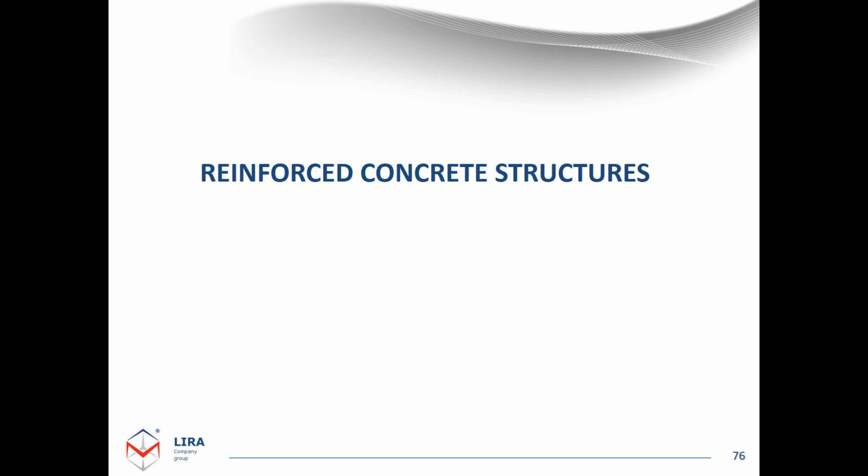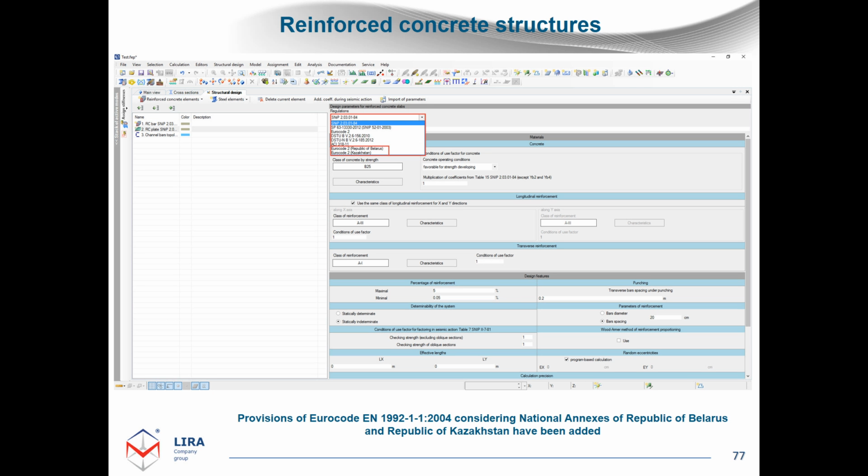I will briefly tell about innovations for reinforced concrete structures in version 10.6. You can now use non-metallic reinforcement for calculation based on Russian SP. It's also possible now to use Eurocode 2, taking into account national annexes of the Republic of Belarus and the Republic of Kazakhstan. Corresponding standards are now in the drop-down list of available standards when you set initial data for reinforced concrete design.